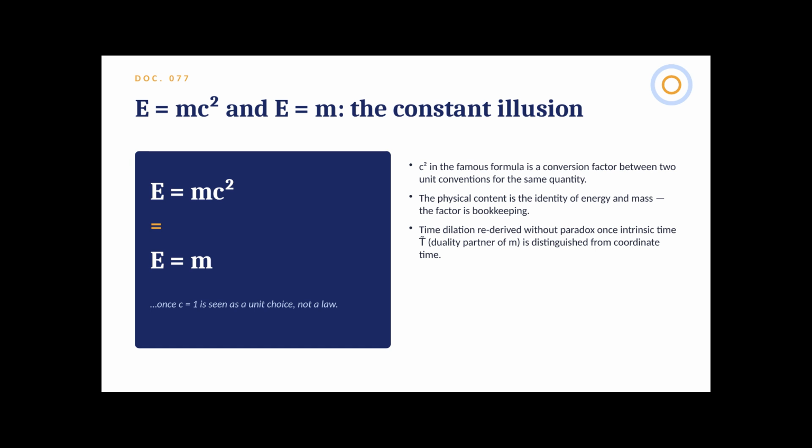Slide 9. So what about Einstein's famous equation? FFGFT says E equals mc squared and the bare E equals m are the same statement, just in 2 different unit systems. The c squared, the speed of light squared, is a conversion factor between 2 ways of measuring the same thing. The real content is just that: energy and mass are the same. The factor is bookkeeping. And once you separate intrinsic time, t tilde, from ordinary coordinate time, even time dilation comes back out cleanly, with no paradoxes attached.